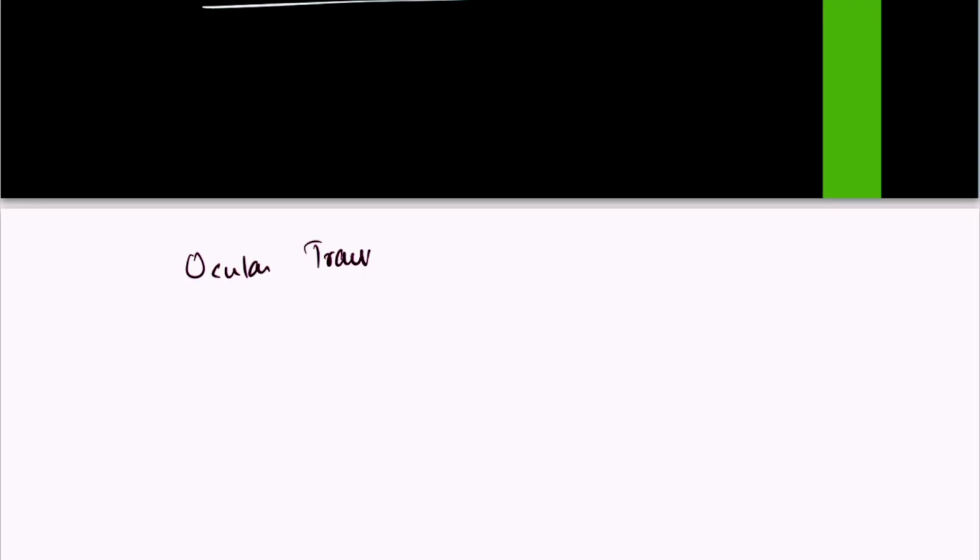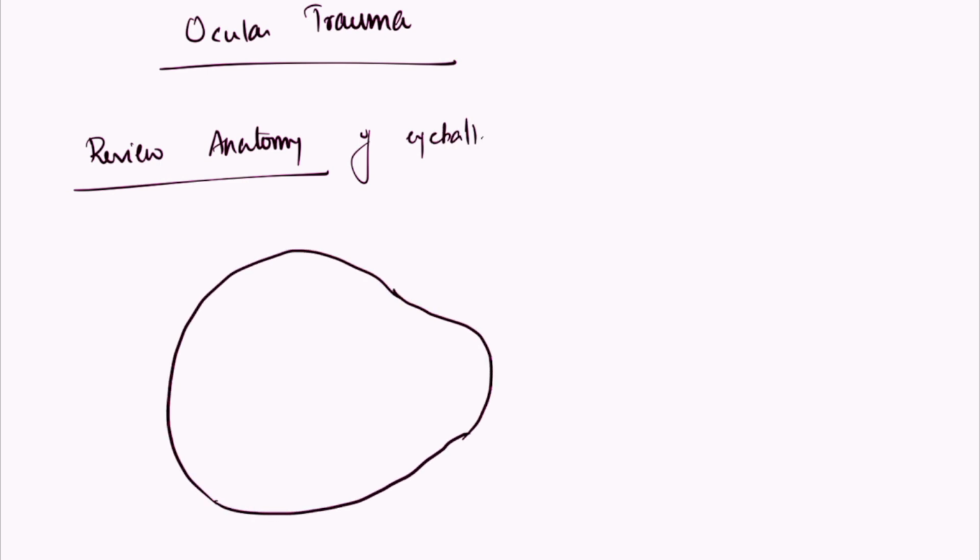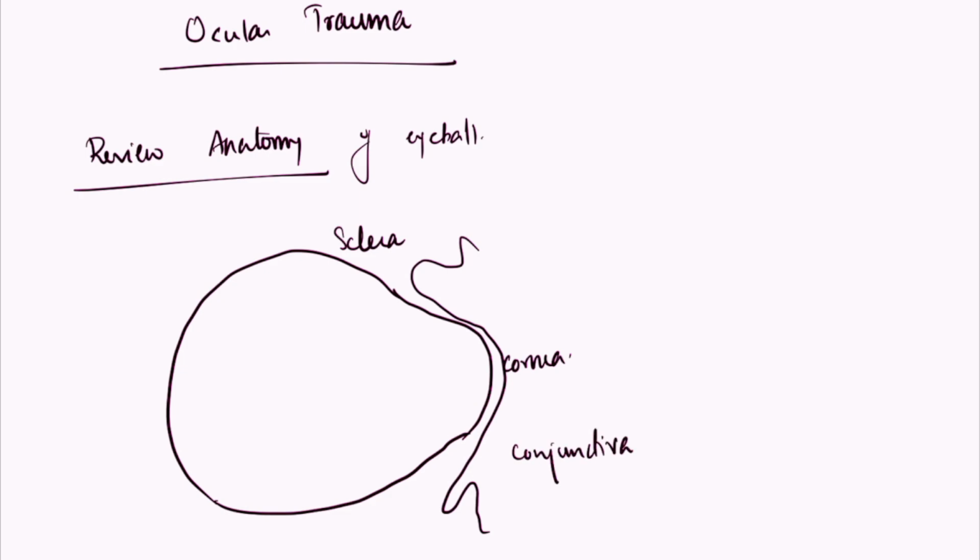class series. First, we are going to discuss ocular trauma. In that, first a review of the anatomy of the eyeball. The eyeball, which you have like this, has a sclera. In the front part is the cornea, and it is covered by a conjunctiva.